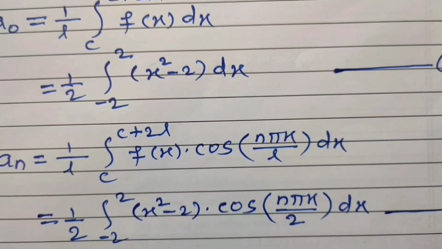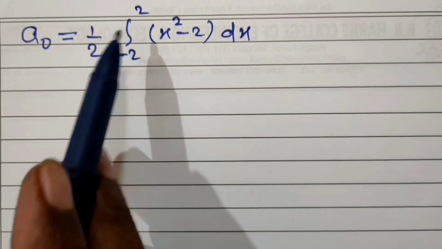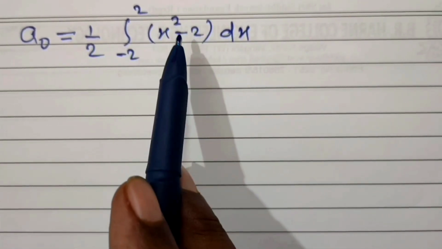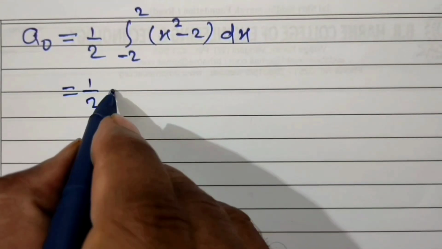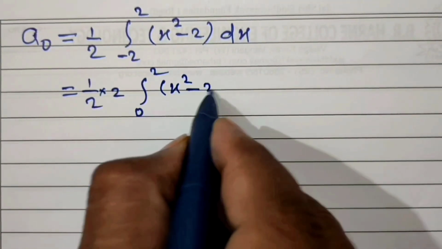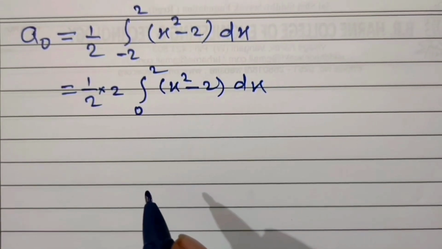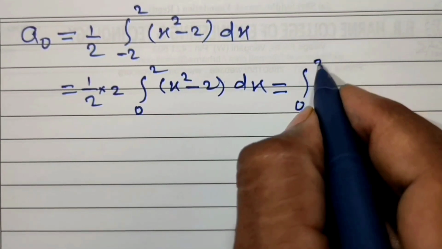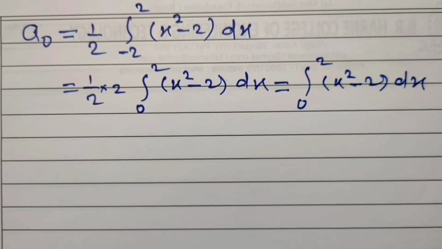Okay. Now step number 2. A0 is equal to 1 upon 2 integral from minus 2 to 2 of x square minus 2 with respect to x. But this integrand is an even function. So this integral can be written as half into 2 times integral from 0 to 2 of x square minus 2 with respect to x. This is the property of definite integral we are applying here. So 2 gets cancelled and this is equal to integral from 0 to 2 of x square minus 2 with respect to x. Now you are at this integral.